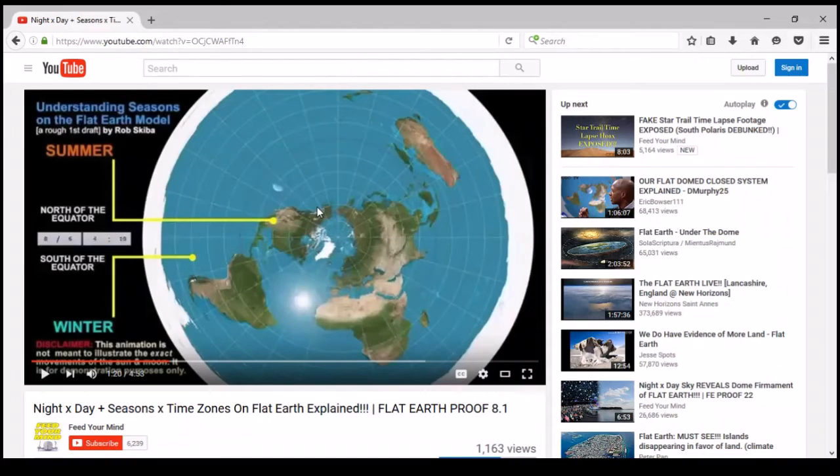Understanding Seasons on the Flat Earth Model. A rough first draft by Rob Skiba. Summer, north of the equator, or winter, south of the equator. Disclaimer: this animation is not meant to illustrate the exact movements of the sun and moon. It is merely for demonstration purposes only.